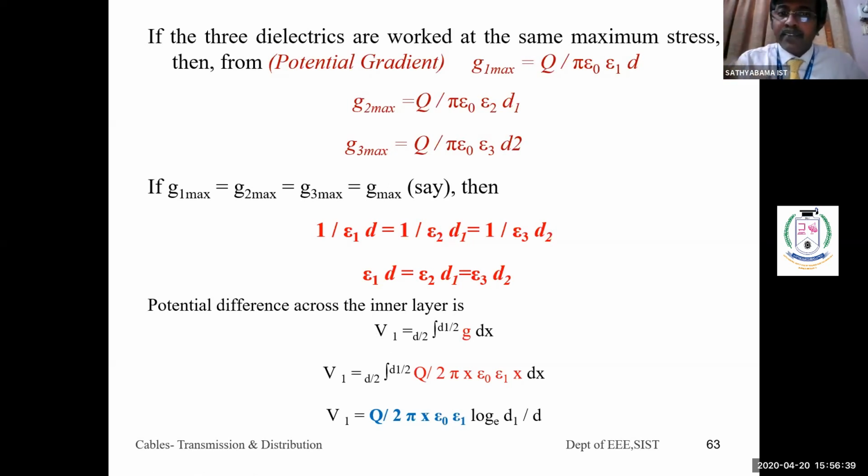Inner layer to the next layer. In your inner layer, how much radius we are having? Small d by 2. And the next layer, how much radius we are having? D1 by 2. So that's why in the integral, the lower limit is small d by 2 and the upper limit is d1 by 2. So all of you clear? Please listen. Once again, I will tell this concept. It's very, very important. If you know this concept, then you can easily proceed to V2 and as well as V3.